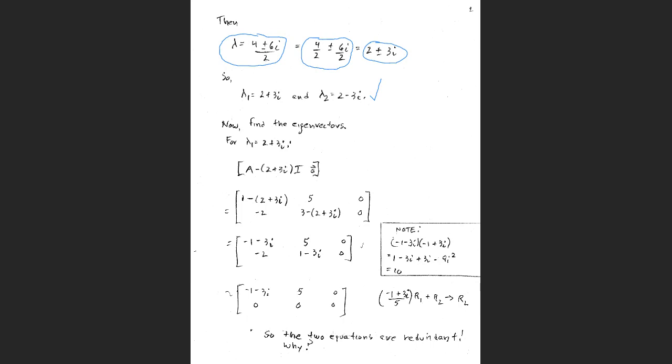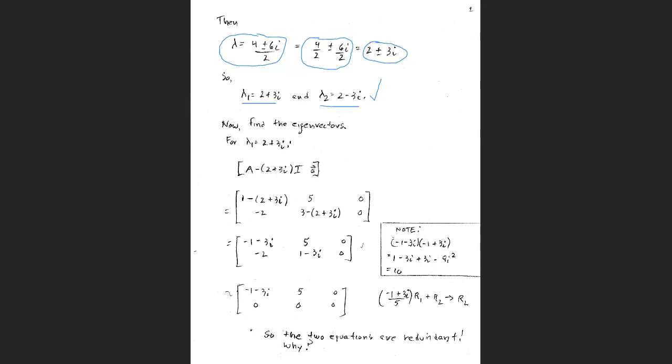And notice that lambda 1 is 2 plus 3i, lambda 2 is 2 minus 3i. What do we call that? 2 plus 3i, 2 minus 3i. Those are called complex something. There's a name for that. How many remember complex conjugates? Yep, that's what they are.